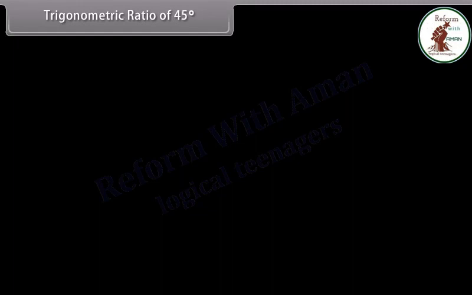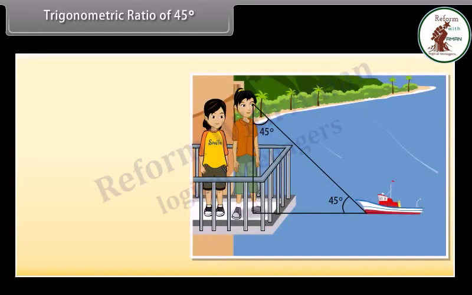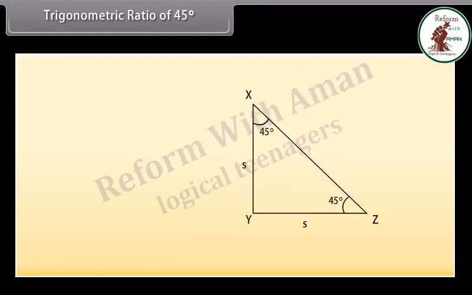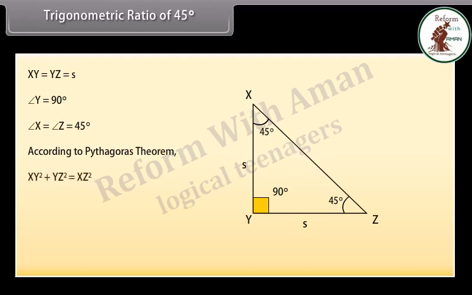Trigonometric ratio of 45 degree. Consider the right-angled isosceles triangle XYZ. XY is equal to YZ, which equals s. Angle Y is equal to 90 degree. Angle X is equal to angle Z, which is 45 degree. According to Pythagoras' theorem, XY square plus YZ square is equal to XZ square. By substituting the values, we get s square plus s square is equal to XZ square. XZ square is equal to 2s square, which means XZ is equal to square root 2 s.